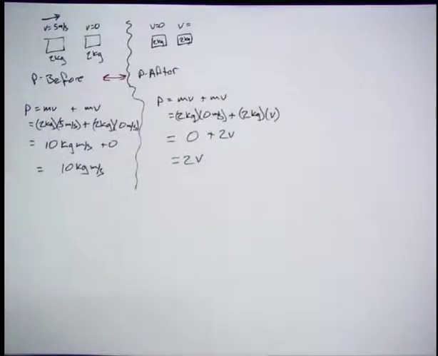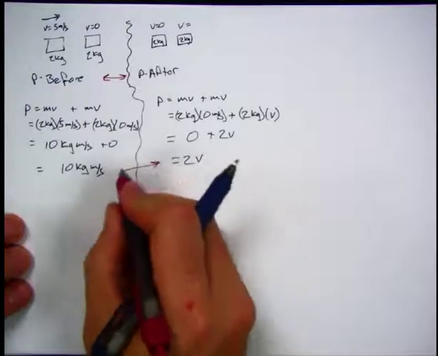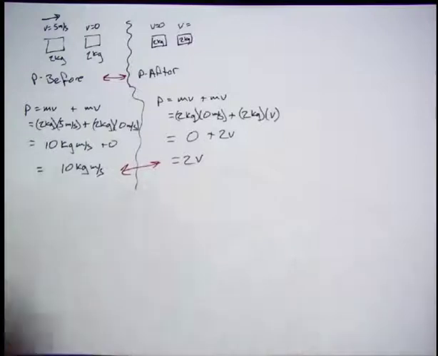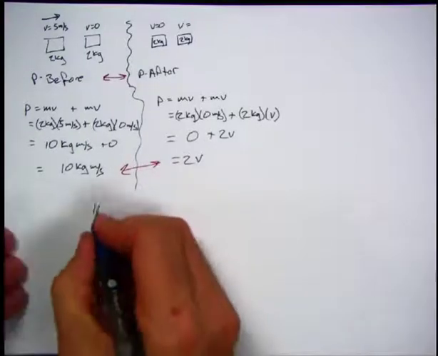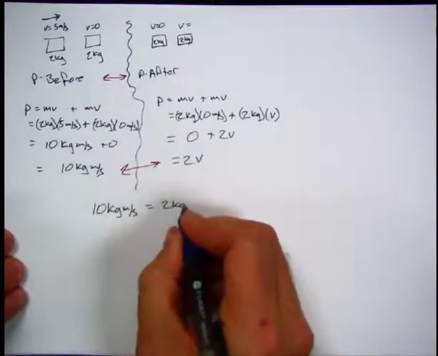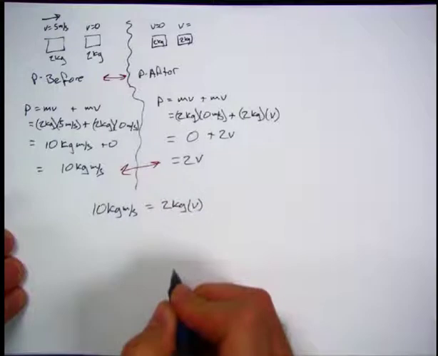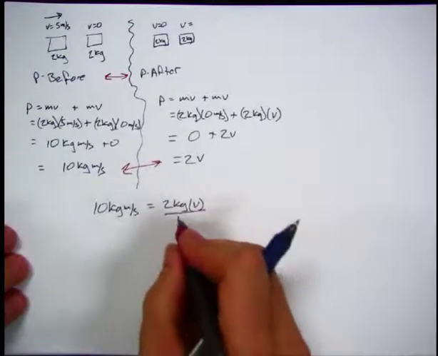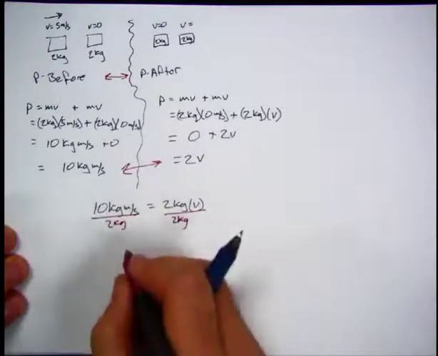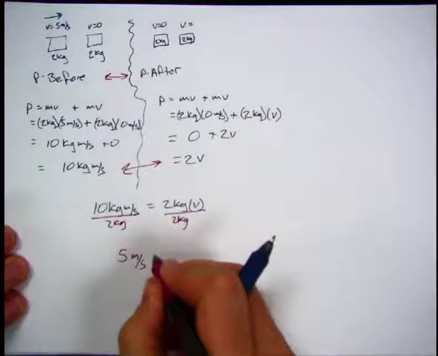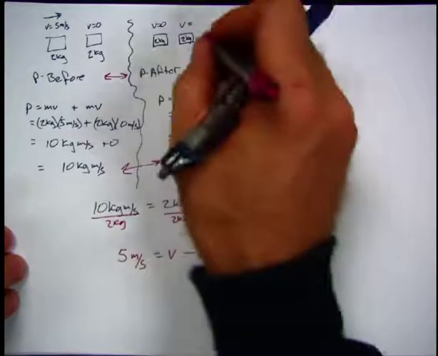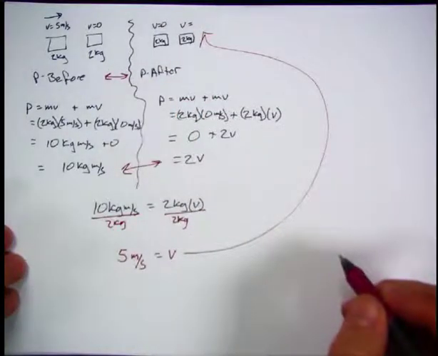And now again, because momentum is conserved, the momentum before the collision and the momentum after the collision are going to be equal. So we can set that equality. 10 kilogram meters per second is equal to 2 kilograms times the velocity. And that's easy to solve. Divide both sides by 2 kilograms, and we end up with 5 meters per second equal to the velocity. So we can go back up here and say this cart afterwards was moving 5 meters per second.